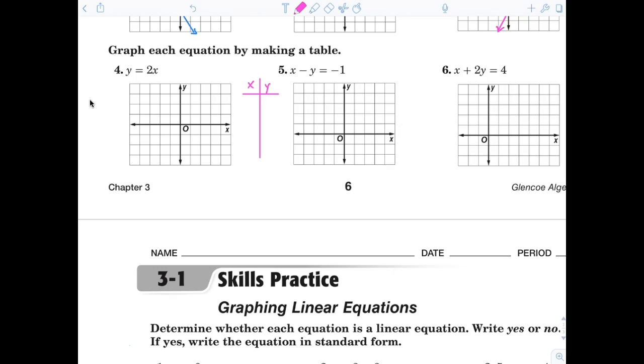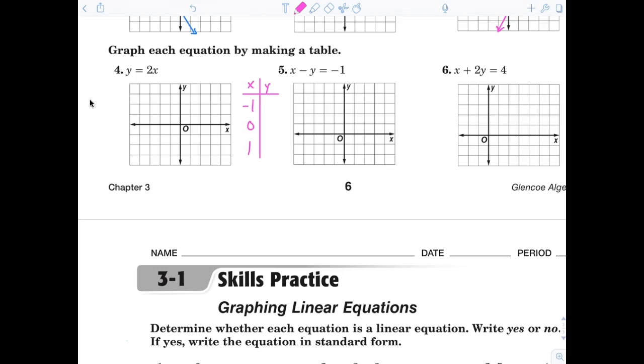All right. So I have an X and a Y. Now, when you plot using a table, I'm going to ask that you use multiple points. And we're going to use 3 points. The reason why is that if you make a mistake, the 3rd point will expose your mistake. So for your plotting points, I want you to always use -1, 0, and 1 unless I tell you differently.